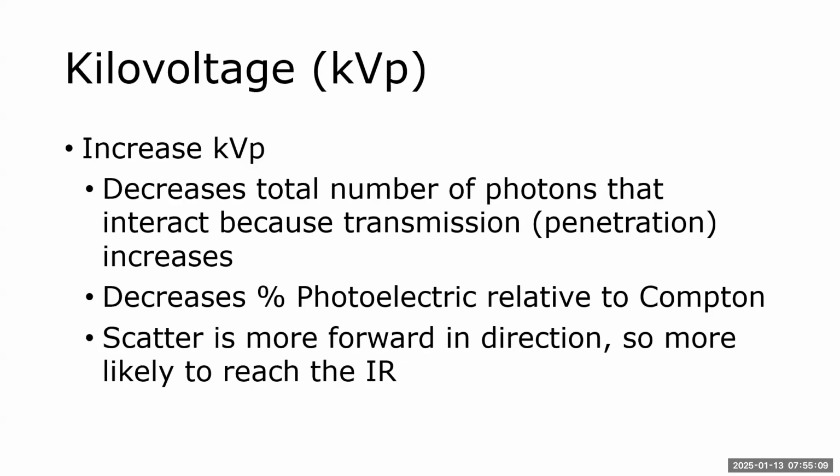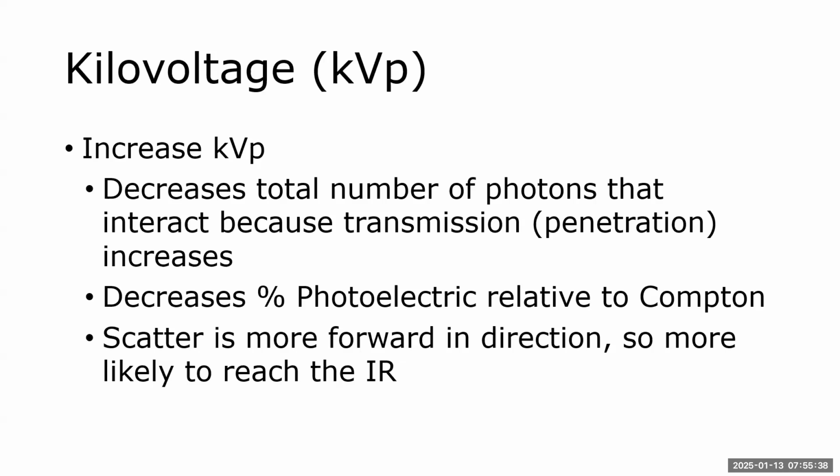So if we increase, and this all should be reviewed right here, okay? So if we increase the kVp, that decreases the total number of photons that interact because there'll be more penetration. Okay, transmission is going to increase. Overall, in general, when we increase kVp, there's just going to be fewer interactions that happen.